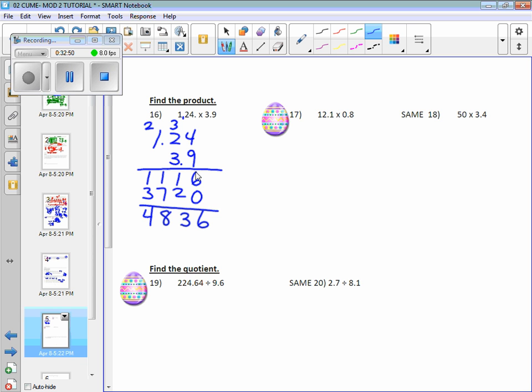Okay, we're almost done. To figure out where the decimal goes in the product, we need to take a look at the two original numbers we're multiplying. Since our decimal in 1.24 was moved twice to the left, I'm going to put a 2 here. And here, to go from the far right to where it is, was 1 move. That's a total of 3 moves. So, starting on the far right, I'm going to move my decimal 3 places. And that makes 4.836.